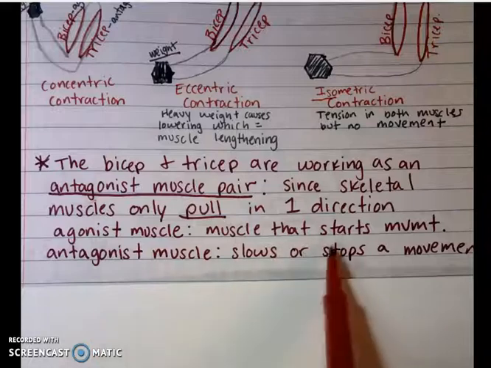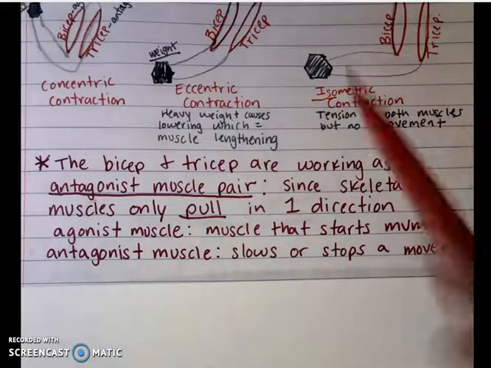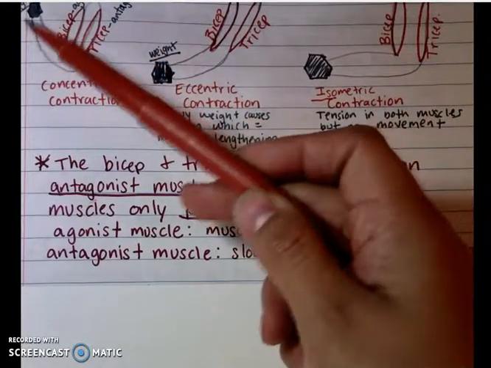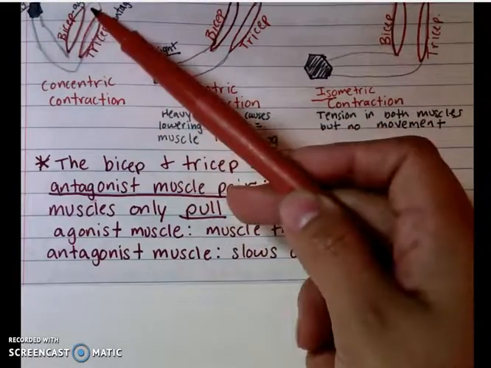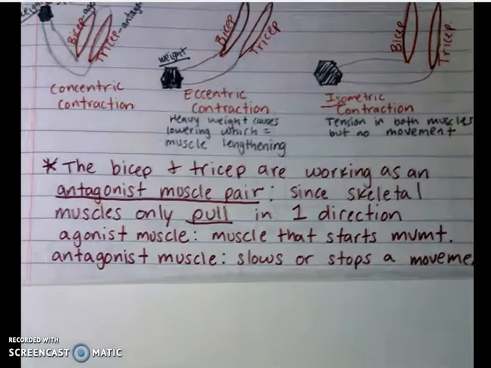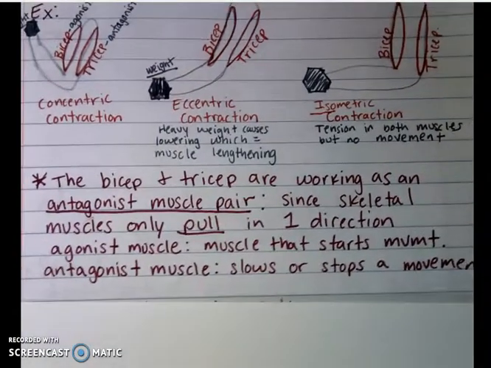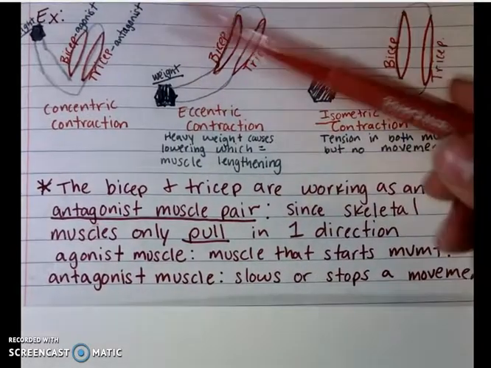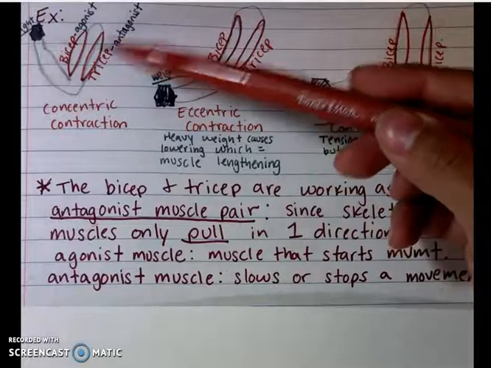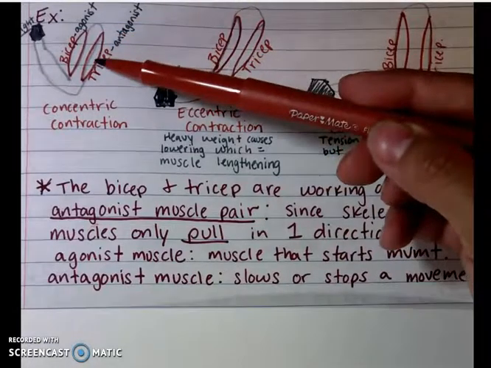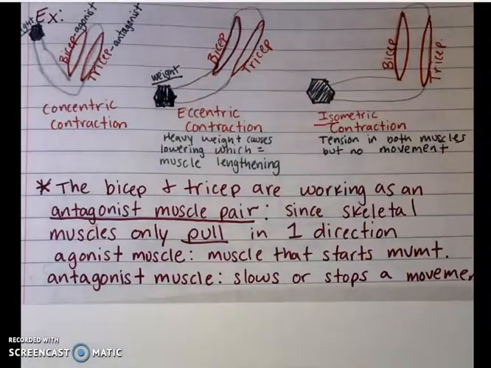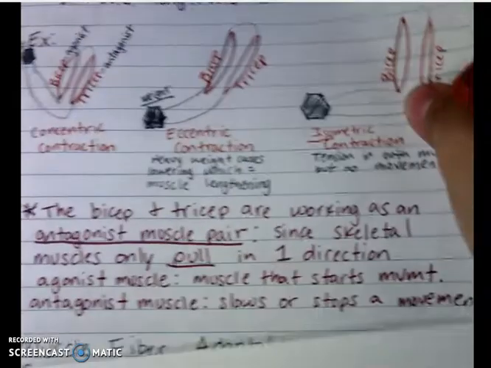The agonist muscle is going to be the one that starts the movement. So in this case, the agonist would be the bicep, starting the movement, moving the weight closer to your shoulder. And then the antagonist muscle is the one that's going to slow or stop the movement and help return to the original position. So in this case, it would be the tricep that would slow down or help your arm return back to its original shape.